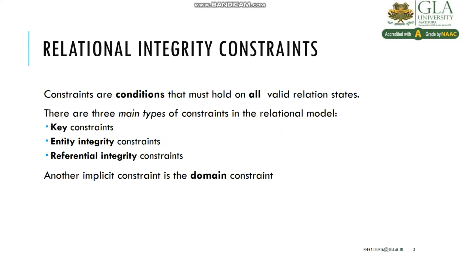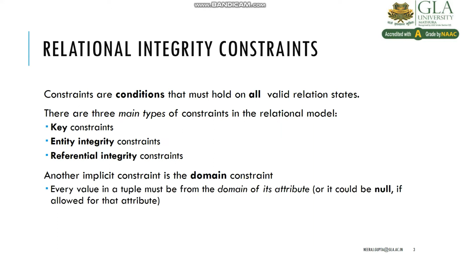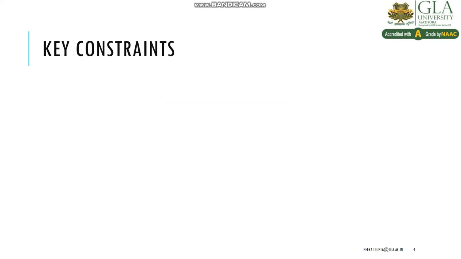Another implicit constraint is called domain constraints, that means every value in the tuple must be from the domain of attributes, or it could be null if allowed for that attribute. Now we start with the key constraints.